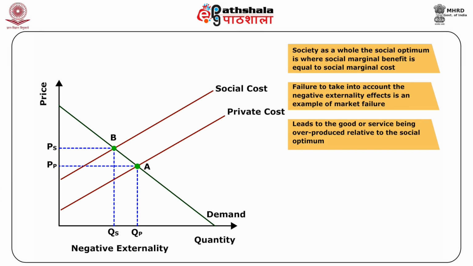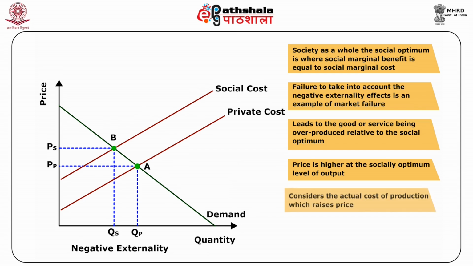This leads to the good or service being overproduced relative to the social optimum. It must be noted that price is higher at the socially optimum level of output because this considers the actual cost of production, which raises price.